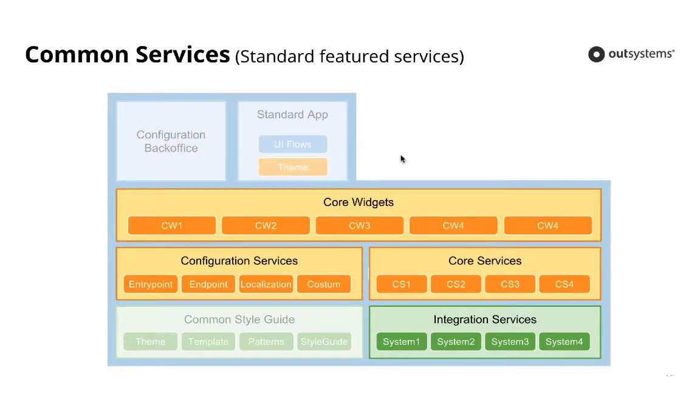The common services, which support the standard features, must include some standard integration services. So let's say that the product needs to interact with a CRM, an ERP, a file management system, and so on. The standard product should already abstract these systems that will probably be subject to customizations on each installation.